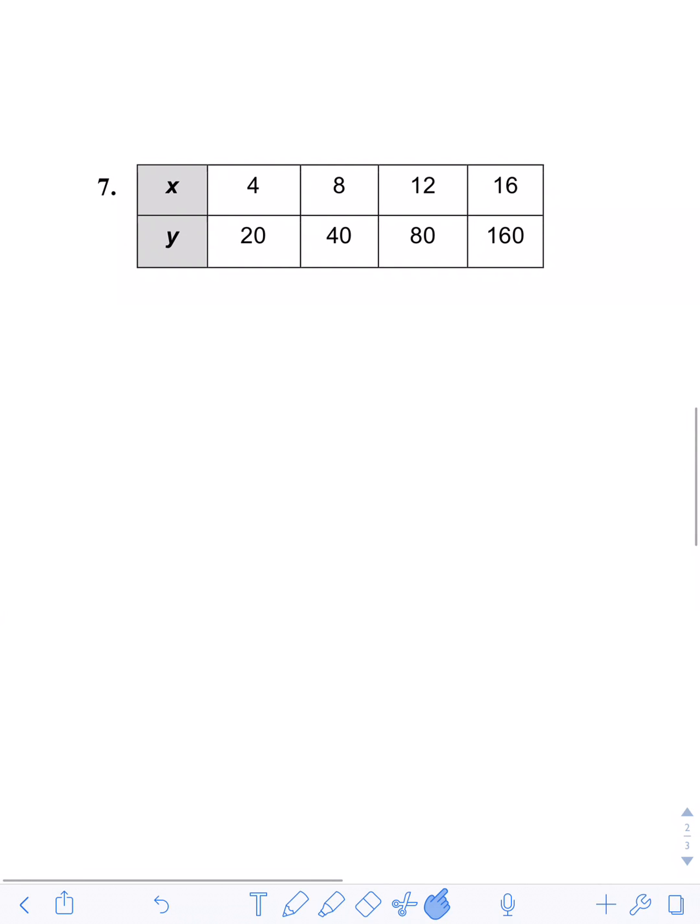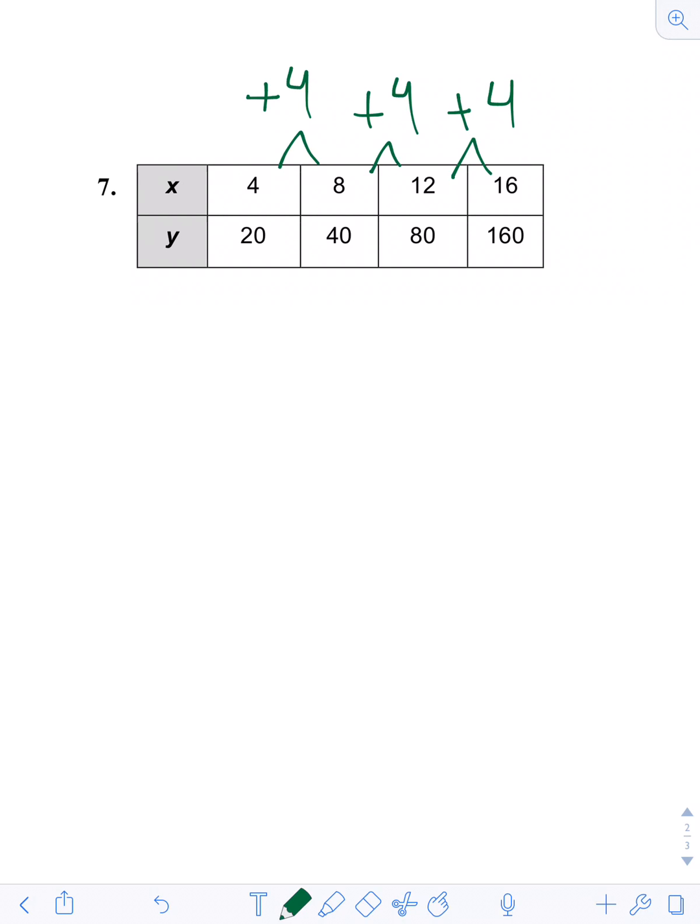All right, we have 2 more. So my x values, again, I'm going up by 4, going up by 4, going up by 4. Okay, so that part's good. My y values, here I'm going up by 20, then I go up by 40, and then I go up by 80. So this is not a constant rate of change, so it's not linear.